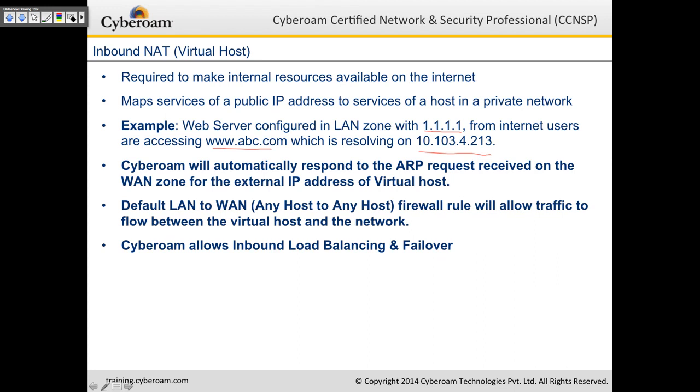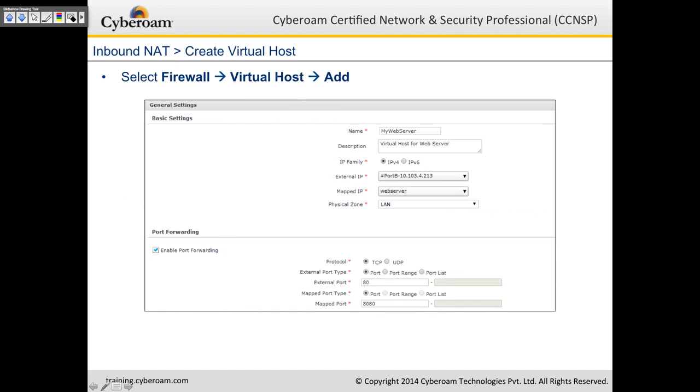So Cyberoam will automatically respond to the ARP request received on the WAN zone for the external IP address of the virtual host. And the default LAN to WAN, any host to any host firewall rule will allow the traffic to flow between the virtual host and the network. Cyberoam also allows inbound load balancing and failover. So let's have a look at the virtual host configuration. All you need to do is open up your Cyberoam, go to firewall, go to virtual host, and click on add.